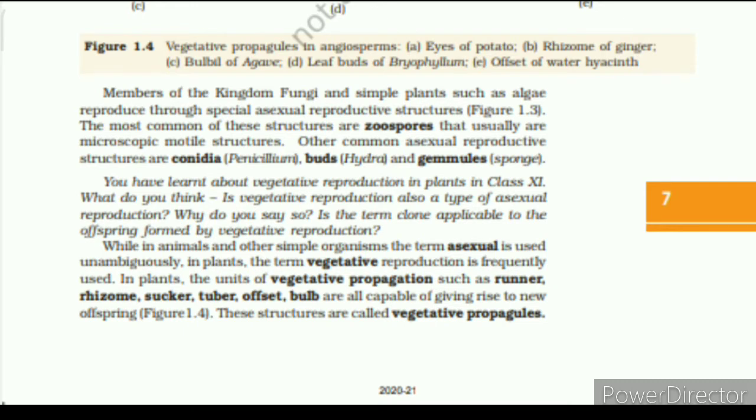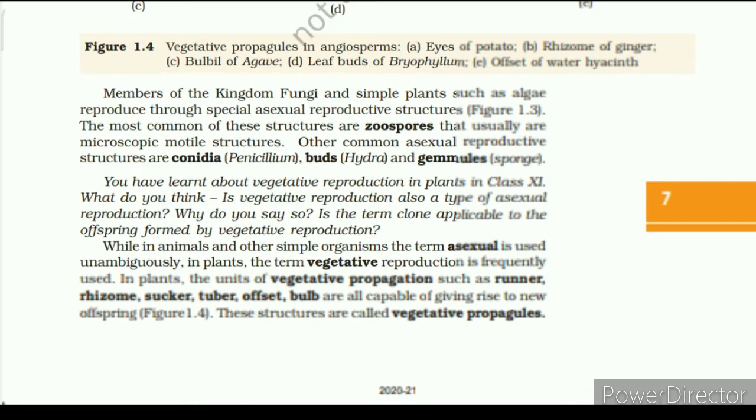You have learned about vegetative reproduction in plants in class 11th. What do you think? Is vegetative reproduction also a type of sexual reproduction? Why do you say so? Is the term clone applicable to offspring produced by vegetative reproduction?